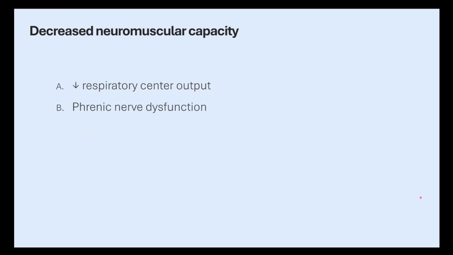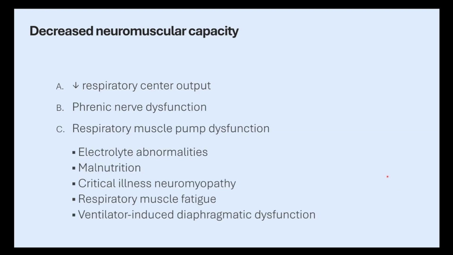And then the second part is that the patient's neuromuscular capacity cannot respond to the increased workload. The decreased neuromuscular capacity can be from reduced respiratory center output, phrenic nerve dysfunction, or a problem with the respiratory muscles themselves, which can be from multiple causes like electrolyte abnormalities, malnutrition, critical illness, respiratory muscle fatigue, and VIDD, ventilator-induced diaphragmatic dysfunction. Remember when I said earlier that every day the patient is on mechanical ventilation, their diaphragmatic muscle thins by 6%. So eventually the diaphragmatic muscle may atrophy to the point that it cannot function properly. So this is CNS-related neuromuscular capacity.